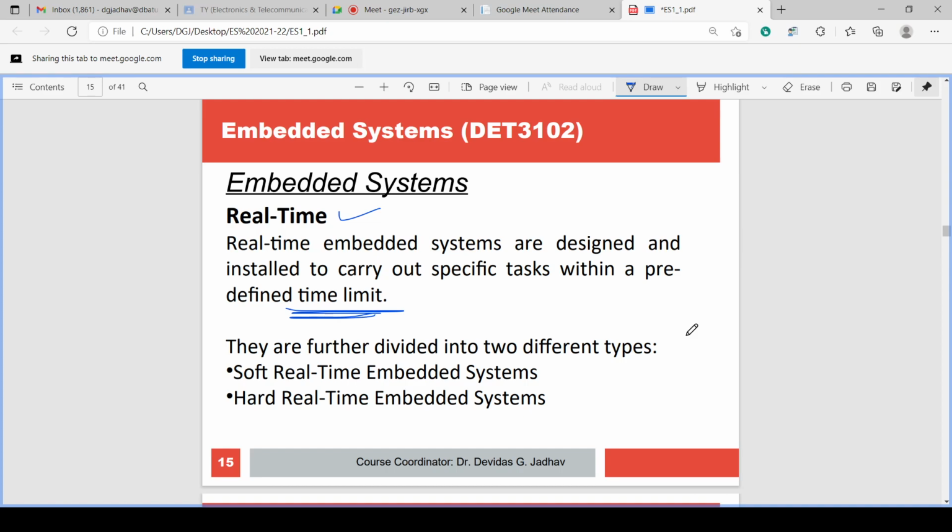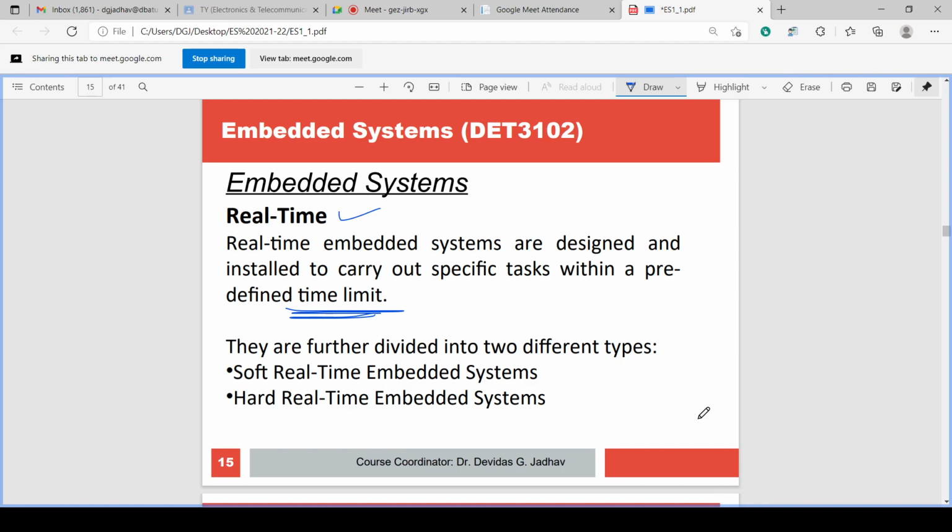What is a hard real-time embedded system? In it almost zero time lag is required. Time limits are very strictly maintained. Within that time limit the operation should be completed, otherwise deadlocks will be created. That deadlock will stop the functioning of the system, and may cause issues or problems in its functioning. So these are the soft real-time embedded system and hard real-time embedded system, the two different types of real-time embedded system.